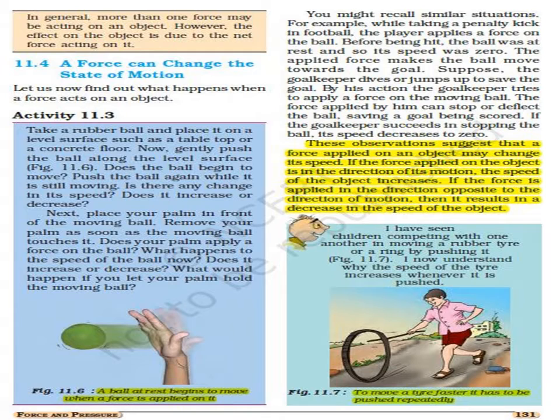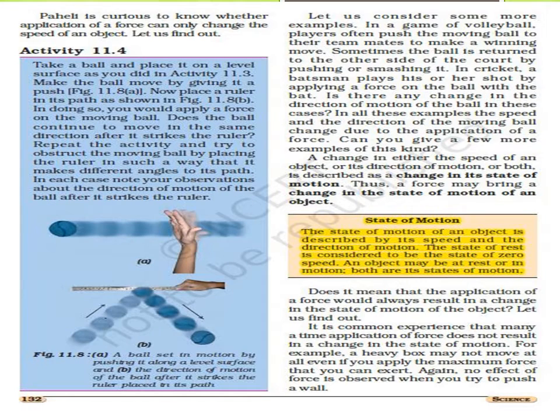And this change, that is the increase or decrease in the speed of the object, results in a change in the state of motion. So we come to the definition of state of motion. It is described by its speed and the direction of motion. The state of rest is also considered to be a state of motion, but it is also known as the state of zero speed. An object may be at rest or in motion, and both are its state of motion. That is, if an object is at rest, then it is also in a state of motion, and if it is moving, then it is also in the state of motion.